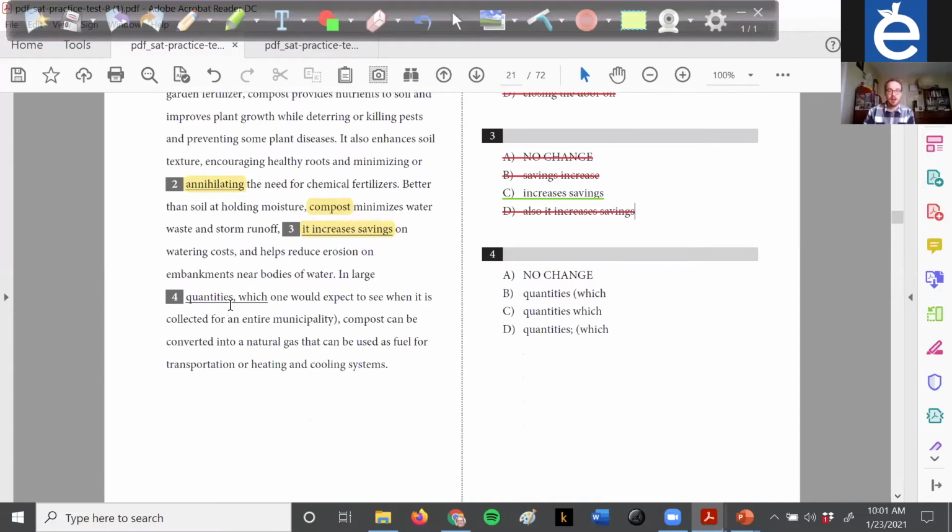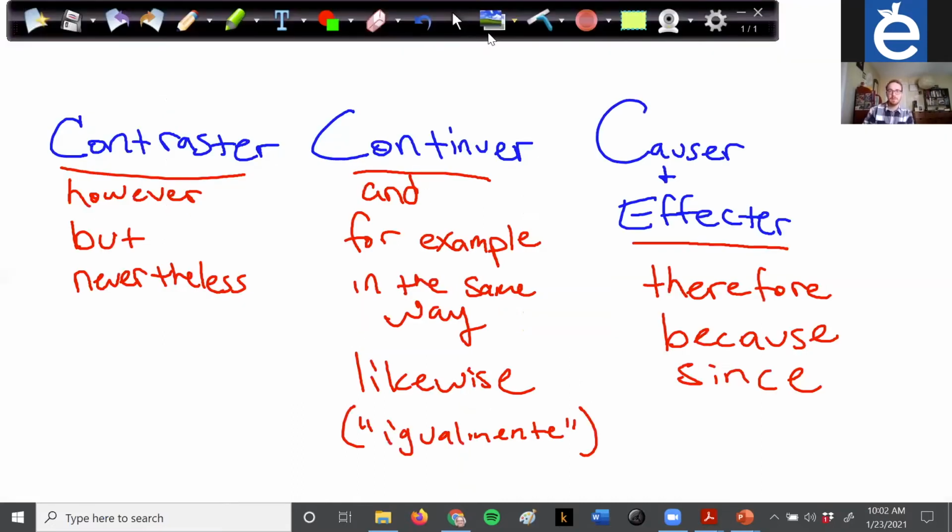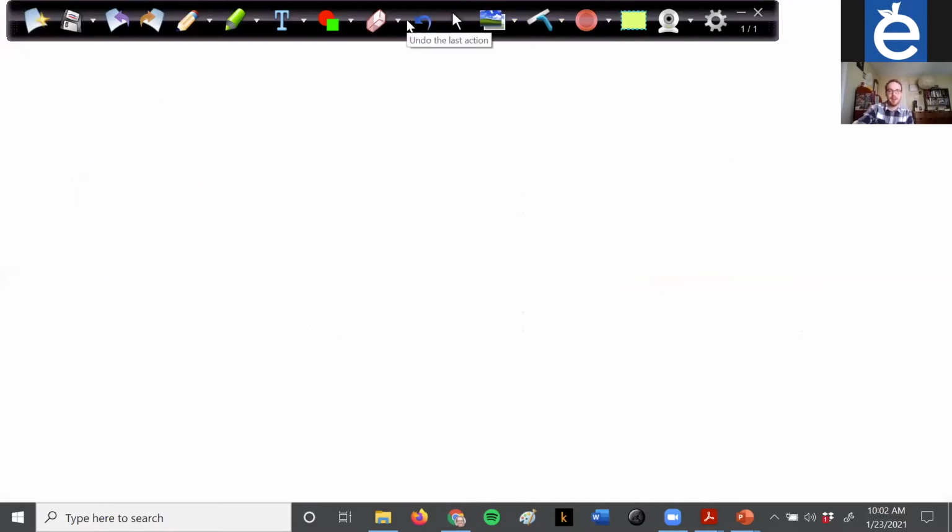In large quantities, comma, which one would expect to see when it is collected for an entire municipality, right, parenthesis, comma, compost can be converted into a natural gas that can be used as fuel for transportation or heating and cooling systems. All right, so this is one of the asides that we're being tested on here. Some of them, you know, here we have a comma, here we have a left paren, here we have like a semicolon and a left parenthesis. The issue there is that when we have an aside, when we're sort of like inserting a phrase into our sentence, we could couch that in a couple of different ways. We can make an aside through parentheses. We can make an aside through like dashes, or we can make an aside through commas.